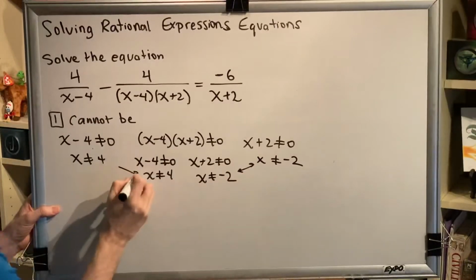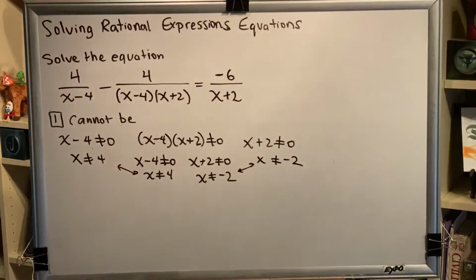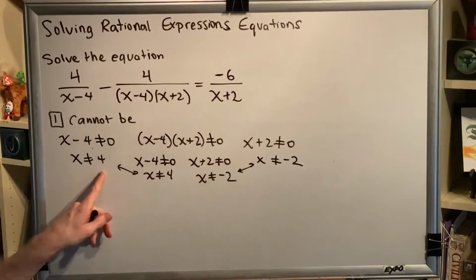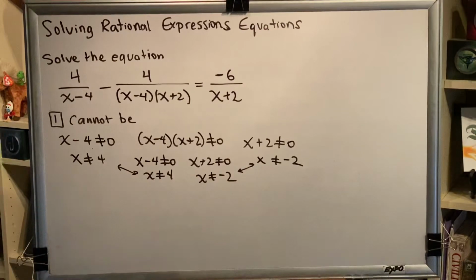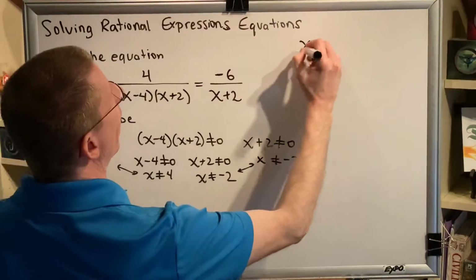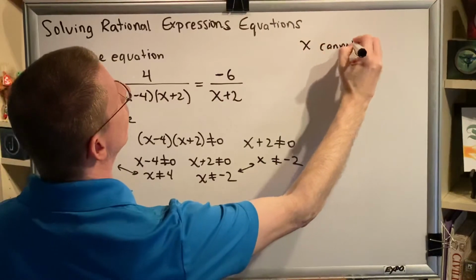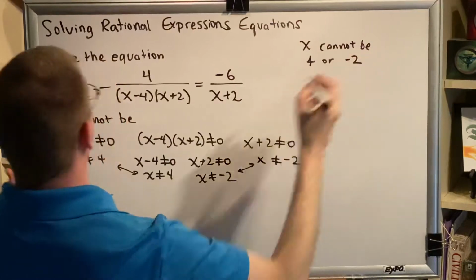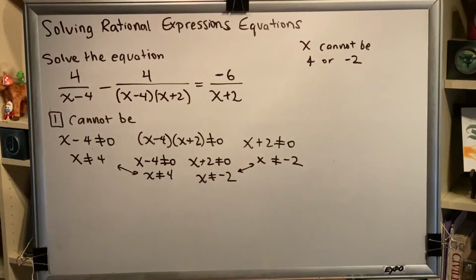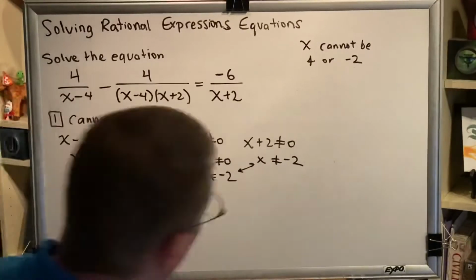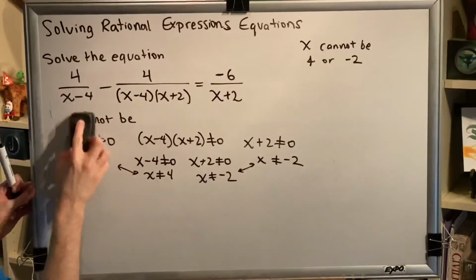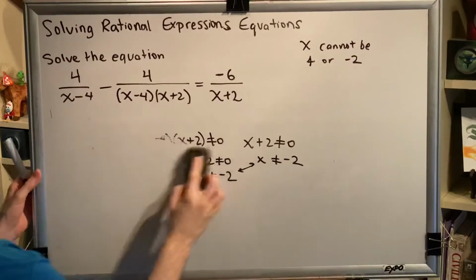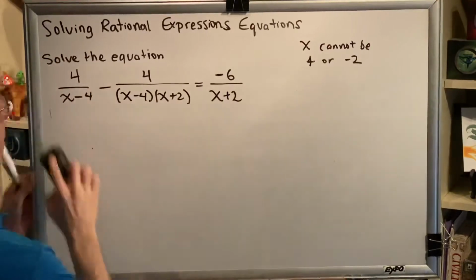Notice that these are duplicated values. We don't need to list them twice. So what we've learned from step 1 is that the final answer to this question cannot be 4. It can also not be negative 2. X cannot be 4 or negative 2. All right, that moves us on to steps 2, 3, and 4. In steps 2, 3, and 4, we find out what the answer might be.